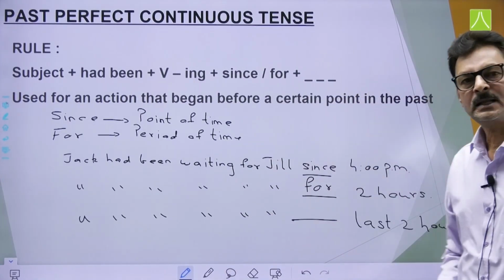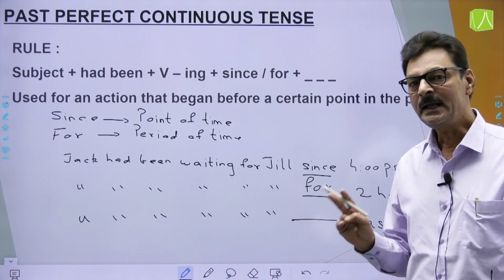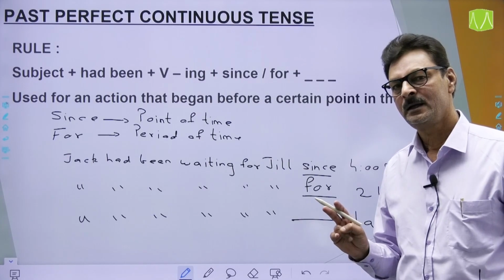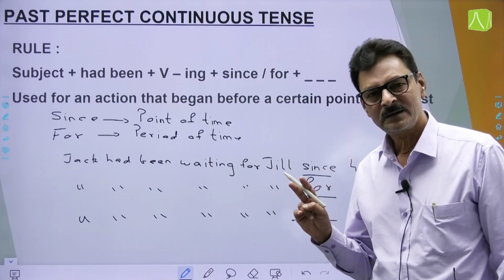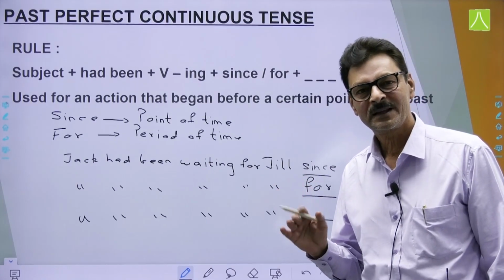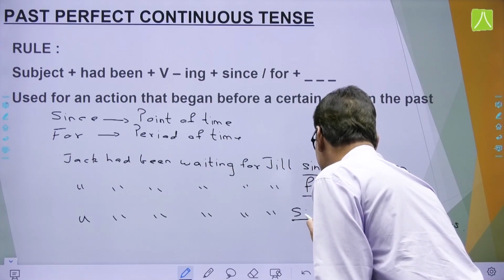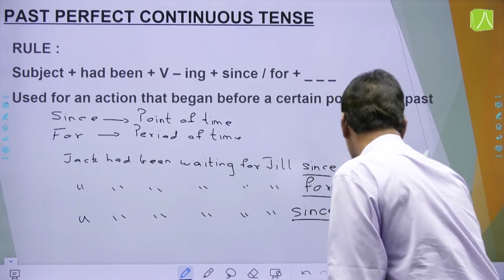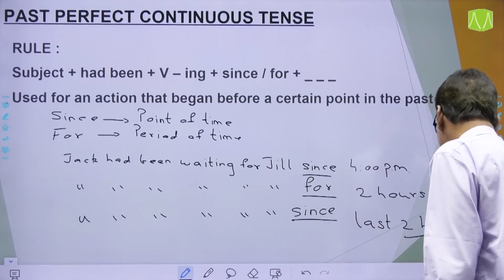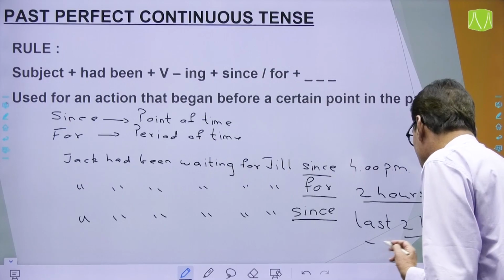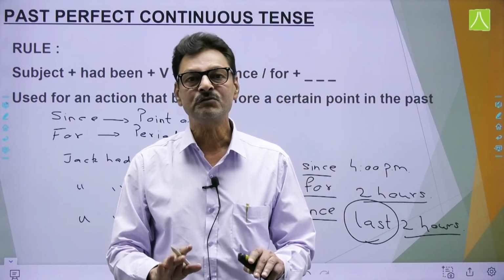Now friends, tell me, what will come here, since or for? What should come over here? Think and give the reply. It should be since, or it should be for? In this, the thing will change, it will become since, because now it has become the point of time. Why did this become a point of time? 2 hours was here too, 2 hours is here also, but what I am specifying over here is last 2 hours. Suppose the time is 5 o'clock now.